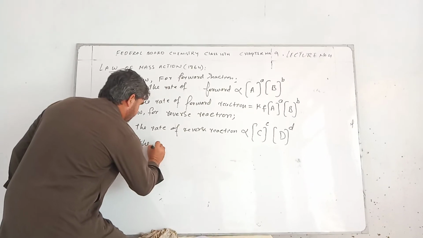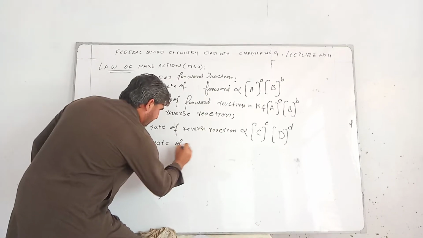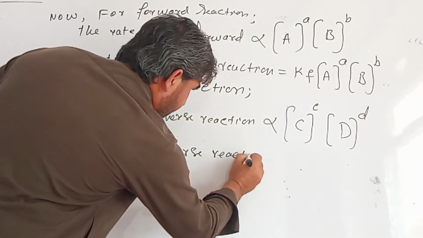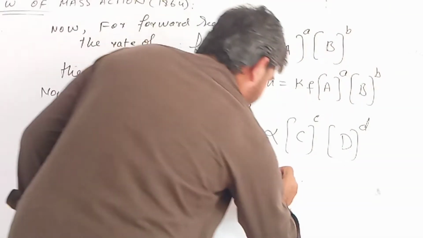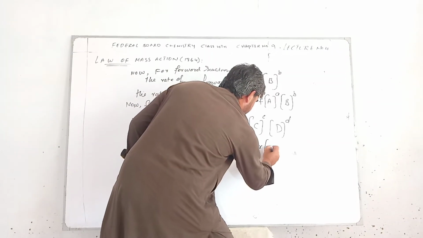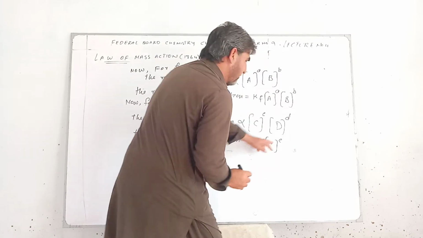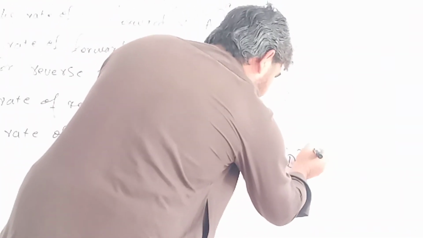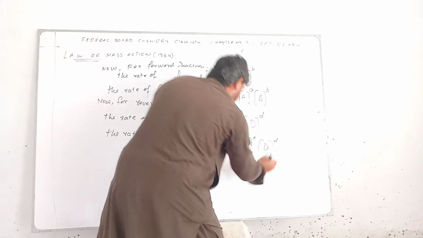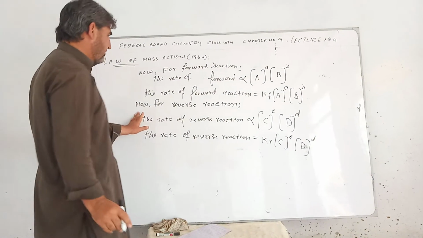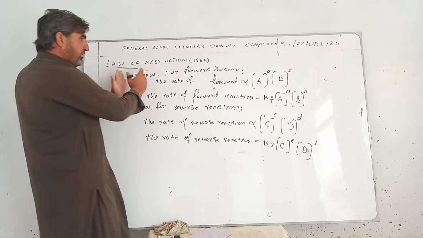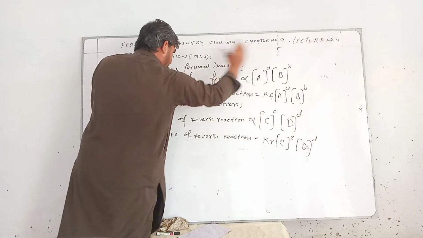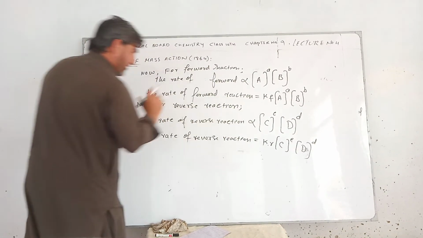Now the rate of the reverse reaction will be Kr, concentration of C raised to the power of its number of moles, times the concentration of D raised to the power of its moles. Actually these are for the products. These are the reactants going toward the products for the forward reaction, and these are for the reverse reaction.